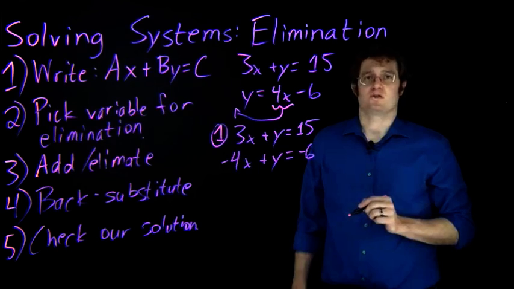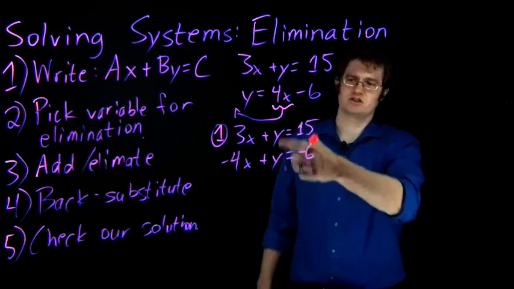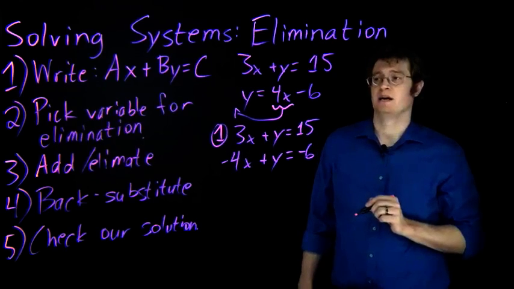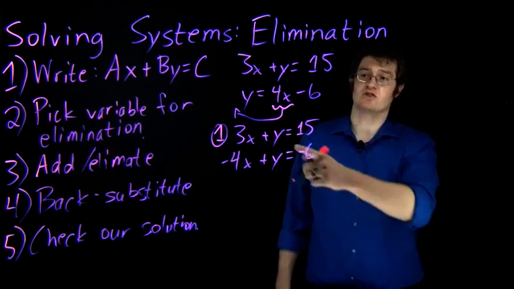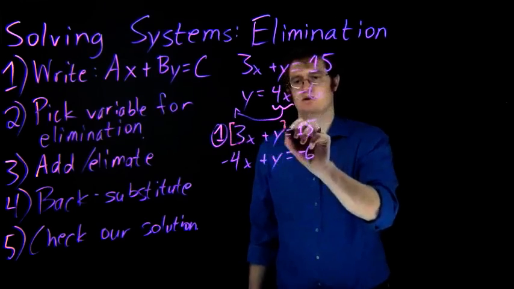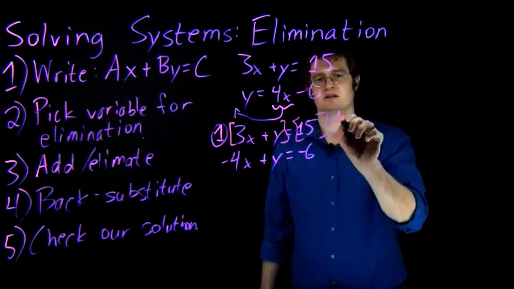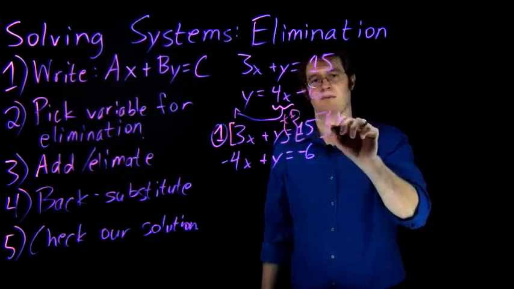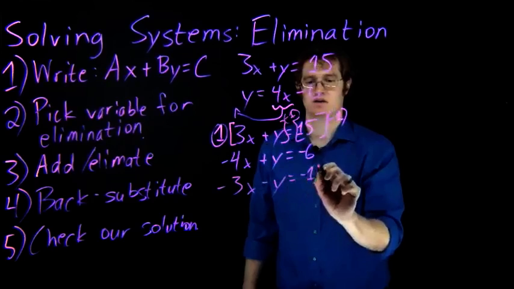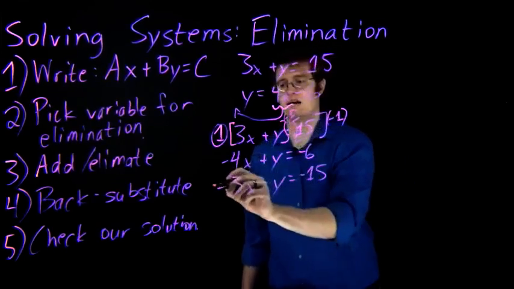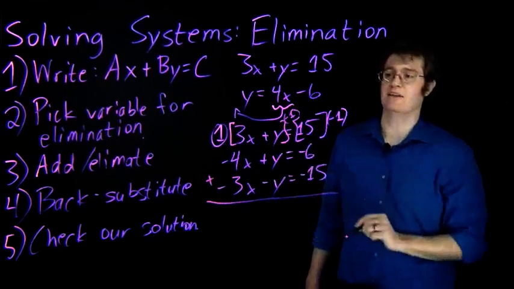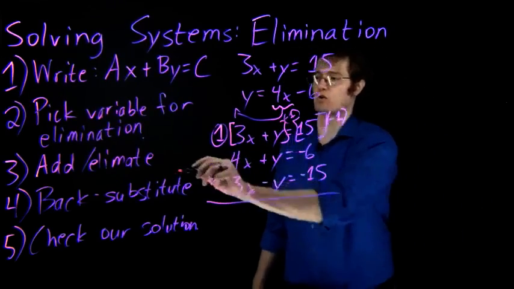Now I need to choose which variable to eliminate. And in particular, it looks like I could eliminate that variable y fairly easily if I multiply either the first or the second equation by minus 1. So maybe I'll multiply that first one, multiply both of these things by minus 1. If I do that, I'll have negative 3x minus y equals negative 15, and that will allow me to add these two together, right? And when I add those two together, that's the adding or elimination step.